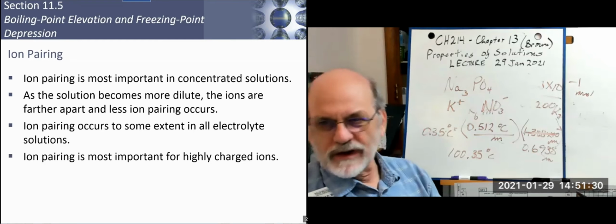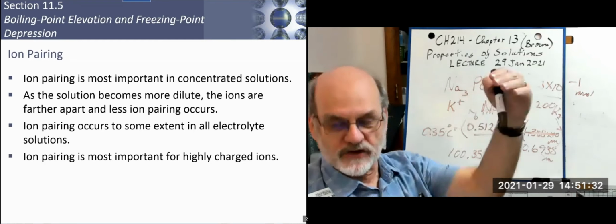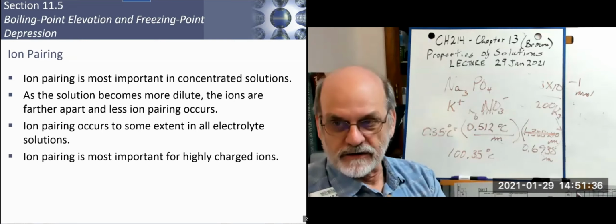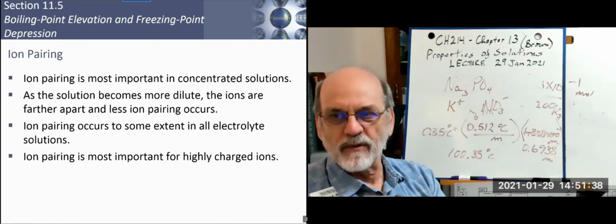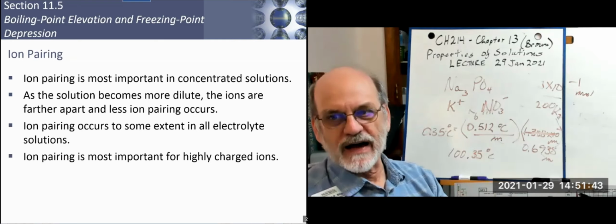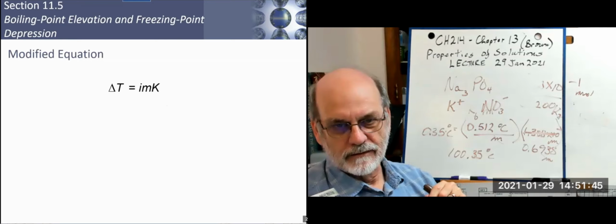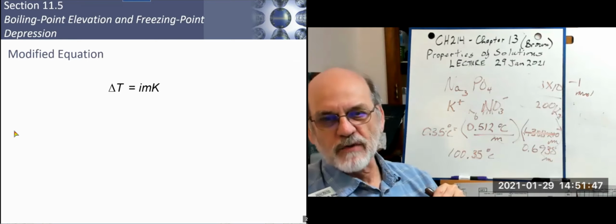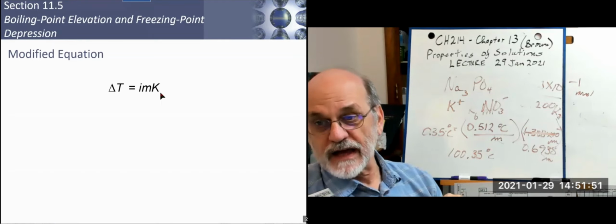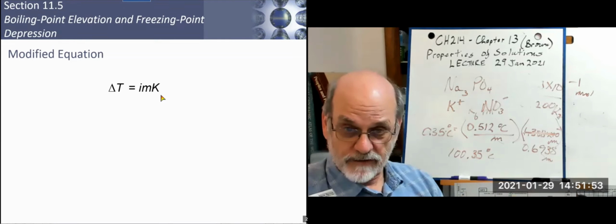Ion pairing becomes really important when the solutions become more concentrated because there's more chance of interaction of the ions. So the probability of pairing is much higher. Dilute solutions, they behave ideally. So there's your modified equation, and you just substitute the different K, either the KB or the KF here.